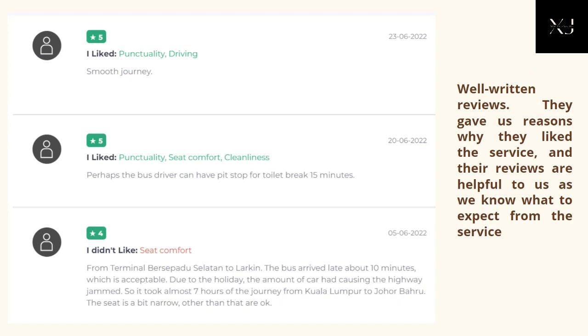So you can see the first reviewer wrote that he or she liked the punctuality and the driving. Smooth journey. The second reviewer talked about liking the punctuality, being on time, the seat comfort, and the cleanliness.